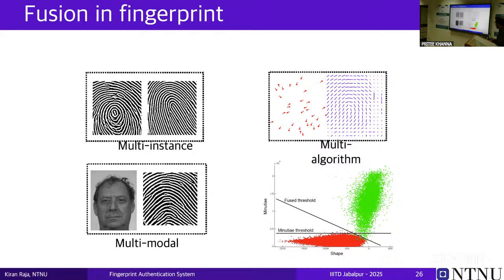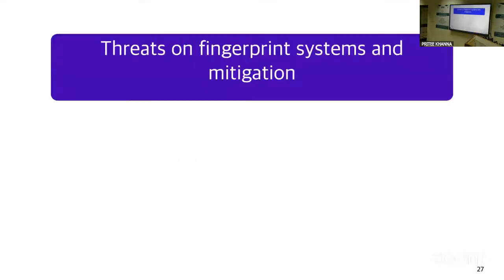So as soon as I start combining them, I can see that the threshold for the minutia-based approach is somewhere here, and the shape-based approach is somewhere here. Now I can have a better decision system, which says that only if it crosses both thresholds do I say that it's the same. Make sense? Okay, good. Now we can go towards the threats, because this course is also about the threats.